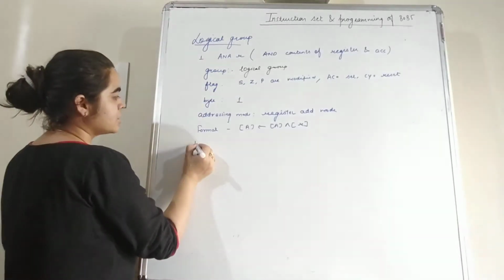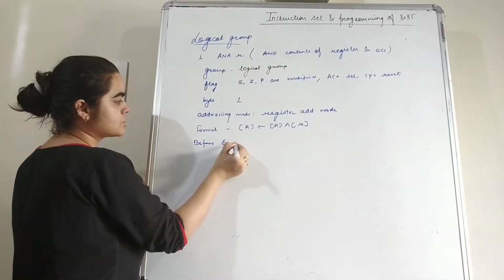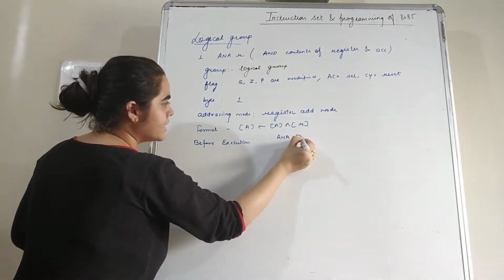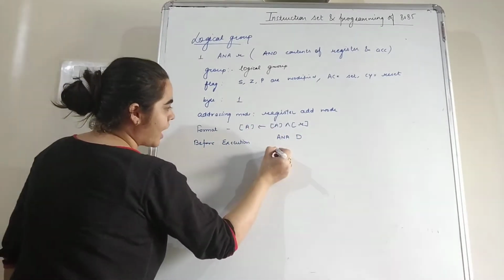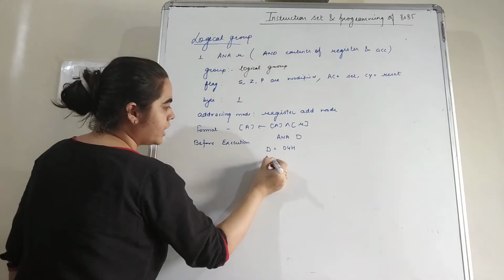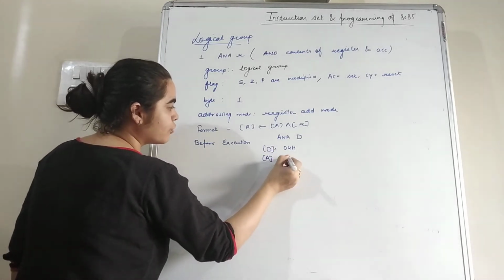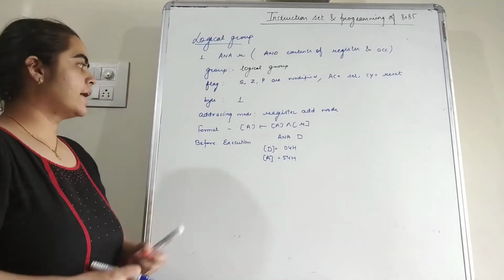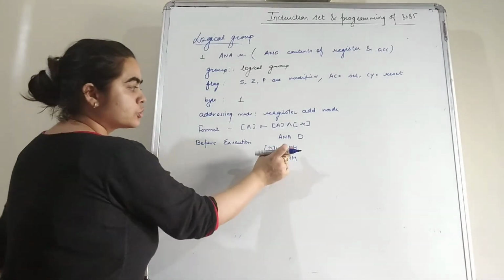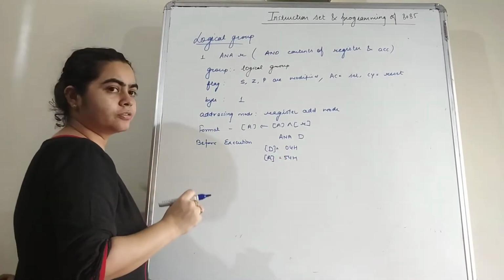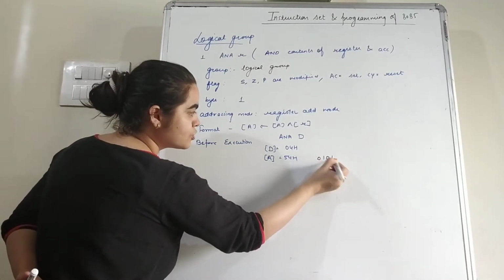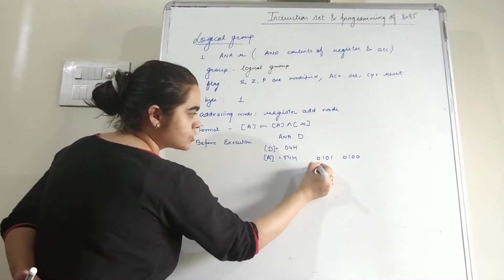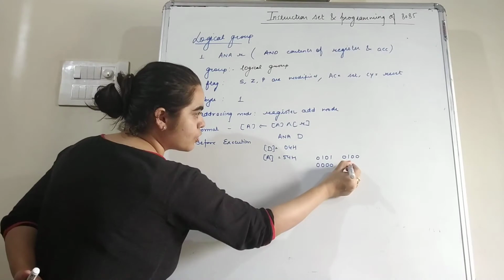Now students, we can see the before execution and after execution result. Suppose we have an instruction ANA D, and in D we have contents 04H, and in the accumulator we have contents 54H. Now by applying AND between the accumulator contents and the contents of D, we can see the result. Initially 54 we can convert into binary form, that is 0101 and 0100, while D has the value 04, so 0000 and 0100.